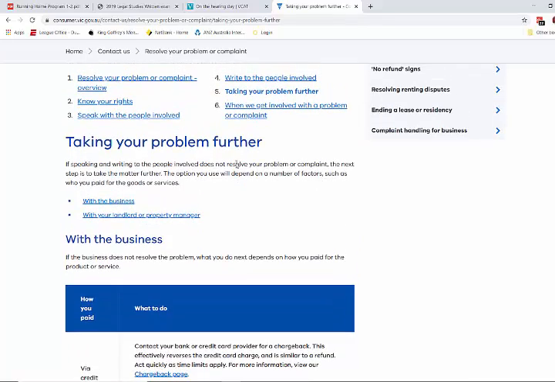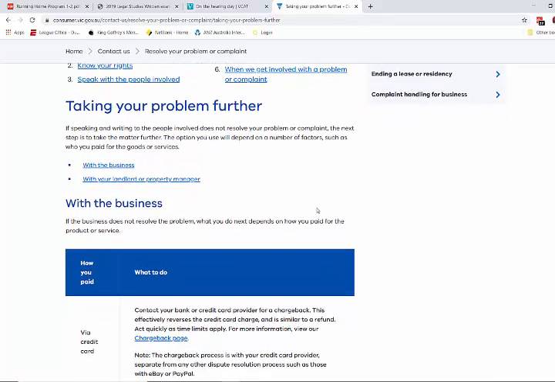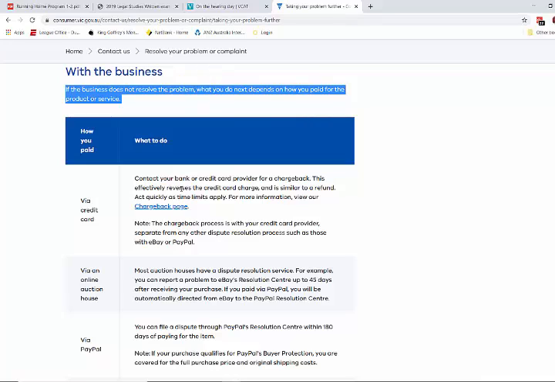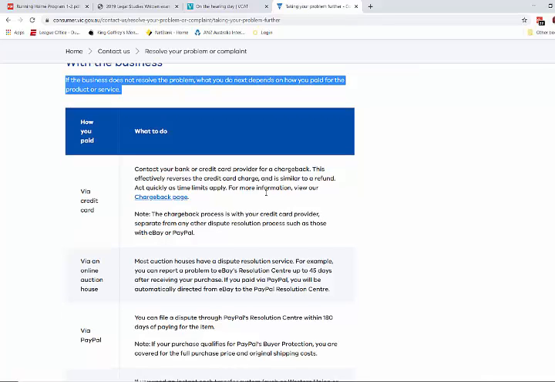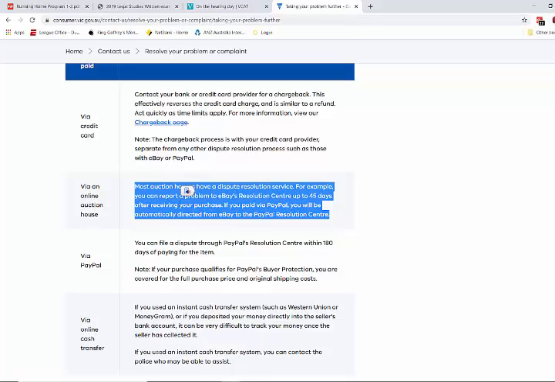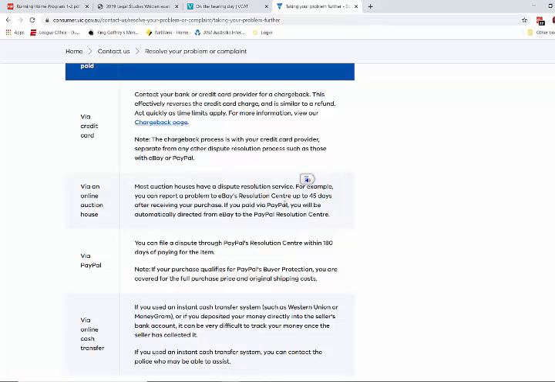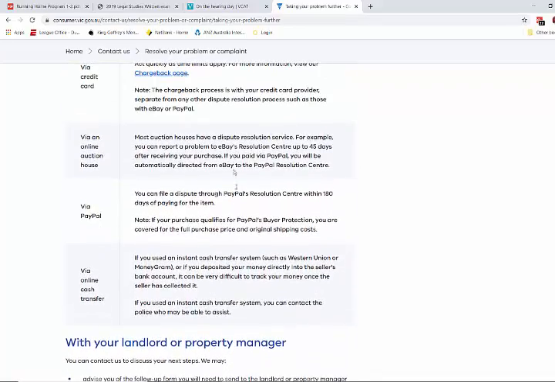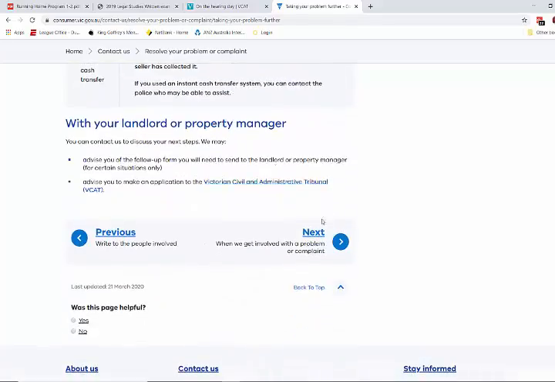Once you've written to them and tried to speak with them, the next thing CAV tries to tell you to do is, hey, if it's something you paid for by credit card, they'd prefer you to get in contact with your bank or credit card provider and try and get the money back for you, as opposed to CAV getting involved to talk to the business. So they're more worried about, hey, here's the ways you can get your money back, and then hopefully we don't have to do anything. And it literally tells you like, hey, eBay has a resolution center for up to 45 days. Like, why don't you approach them? Don't come to us until you've exhausted all other avenues.